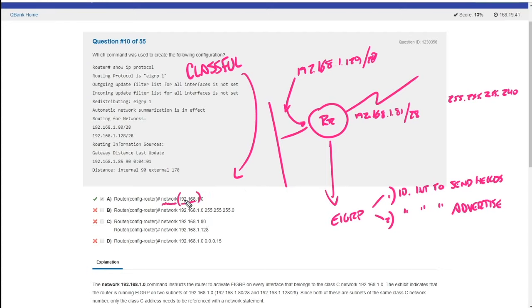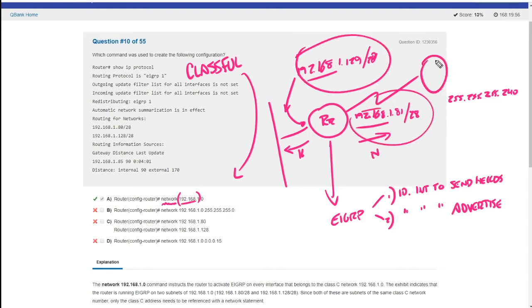It says, okay, I'm just going to assume any interface starting with 192.168.1, and it says, oh, I see one, I see two. I'll start sending hello messages out here, trying to form neighbor relationships, and I will advertise these two networks to other routers. So when router five over here forms a neighbor, this router will say, hey, router five, did you know I've got the 192.168.1.128 network? Let me tell you about it. And so that's what this network command does.